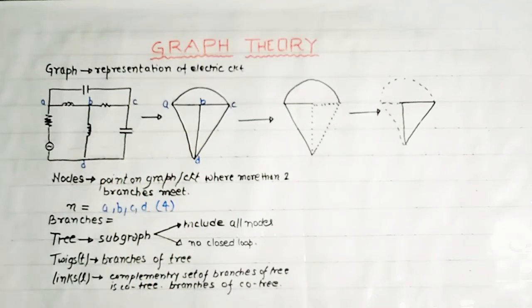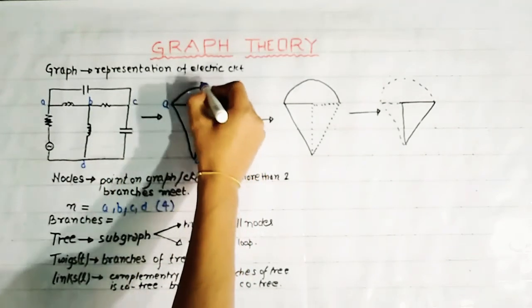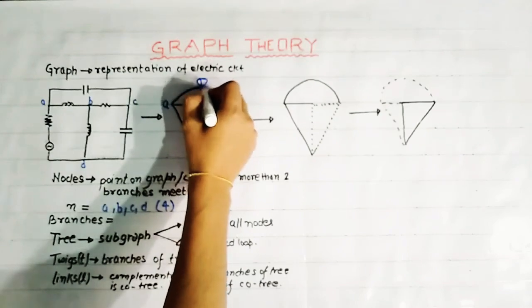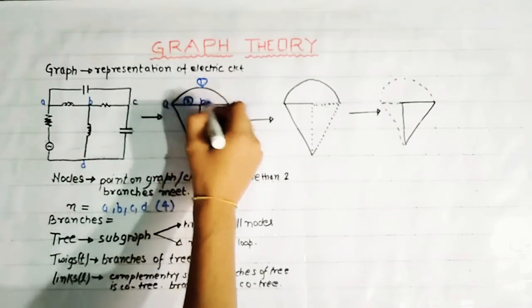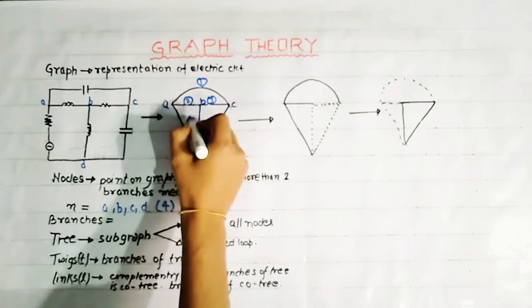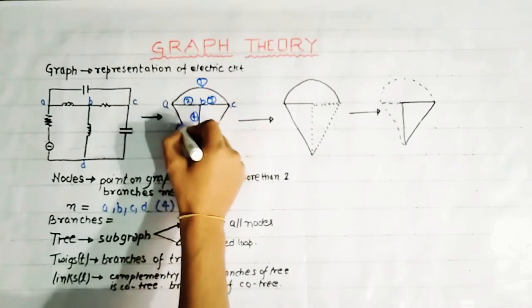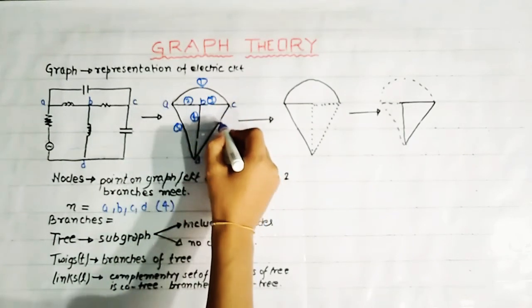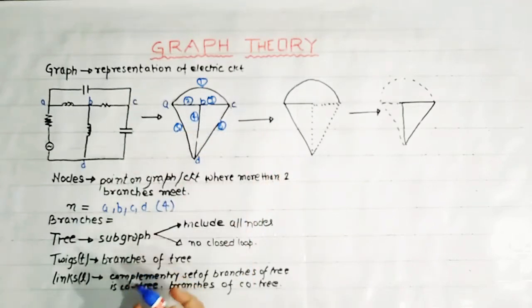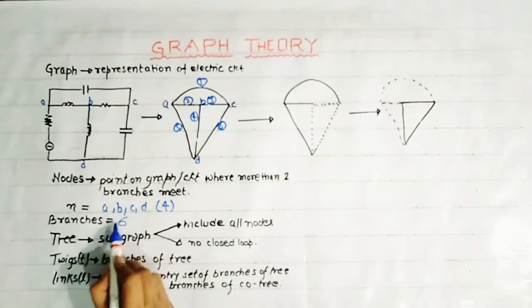Now what are the branches? These are the branches of this graph, that is 1, 2, 3, 4, 5 and 6. So this graph has a total of 6 branches.